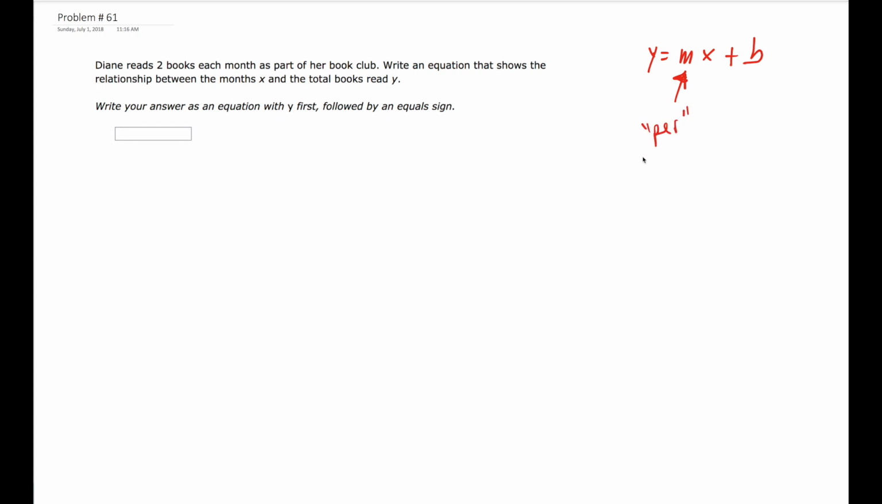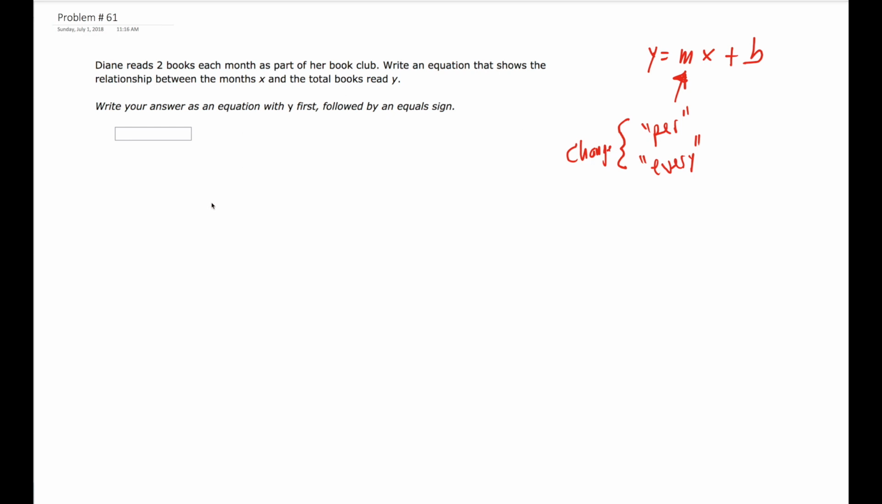Okay, so they want you to write a linear equation, like a y equals mx plus b thing. You with me? Okay. And the way that you know what m is, m is always the something per something or every something. So if you could find the per or the every, you got your m. So that's the giveaway that that's going to be your slope.